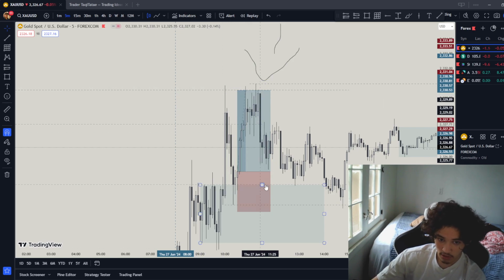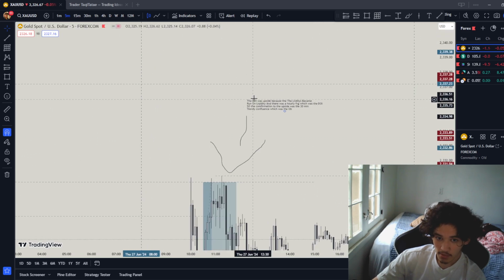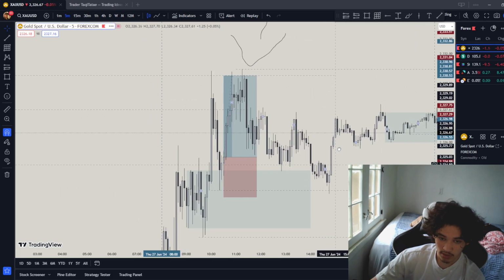The market came back down, touched the 30-minute order block, buy pattern happened, right? And the entry right here, stop right below the sell-side liquidity sweep, take profit right there. The draw on liquidity was up to the upside because the liquidity became bottom liquidity, and there was an hourly fair value gap, which was a draw on liquidity. So the confirmation to the upside was a 30-minute trendy confluence with that order block, right? Which was the order block right over here.